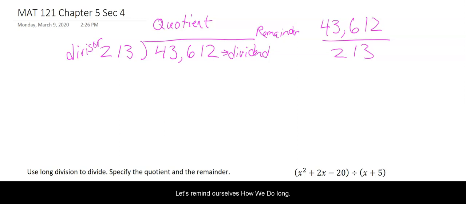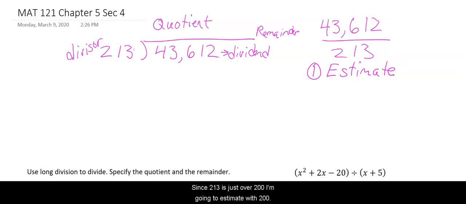Let's remind ourselves how we do long division. In order to start, we won't take exactly 213. Instead, we'll estimate. So our first step in long division is to come up with an estimate. Since 213 is just over 200, I'm going to estimate with 200. 200 will not go into 4 or into 43. It will go into 436. So I'm going to estimate that 213 goes into 436 2 times. I'm going to put my estimate up here in the quotient position above the 6.